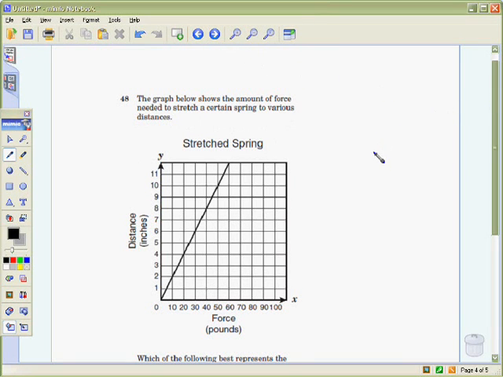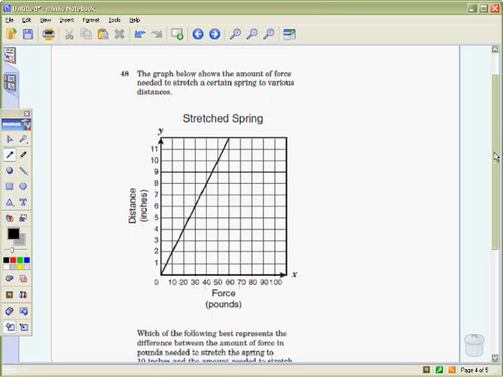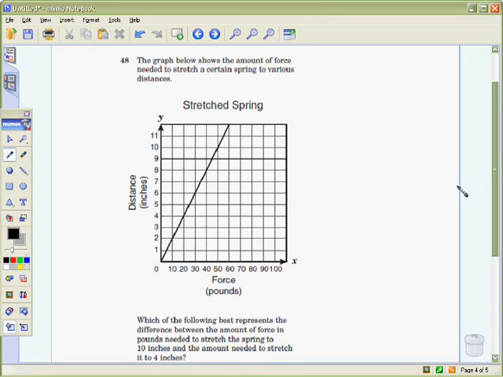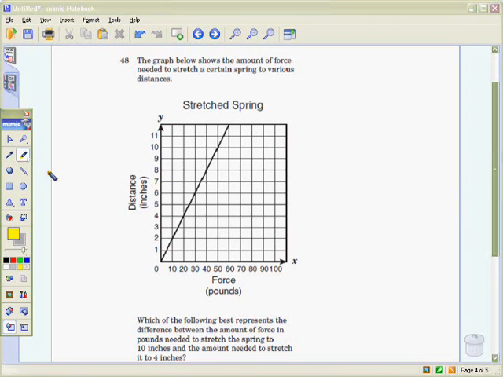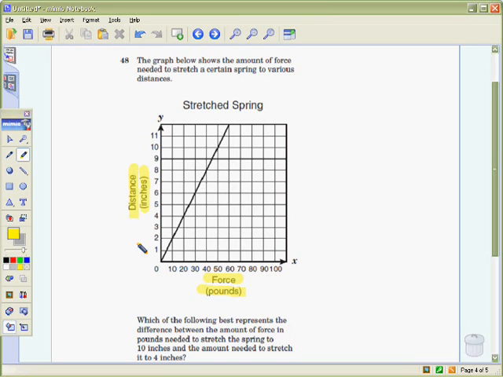Number 48. The graph below shows the amount of force needed to stretch a certain spring to various distances. Which of the following best represents the difference between the amount of force in pounds needed to stretch the spring to 10 inches and the amount needed to stretch the spring 4 inches? Let's look at our graph and see what we have. We have along our x-axis force in pounds, our y-axis distance in inches.